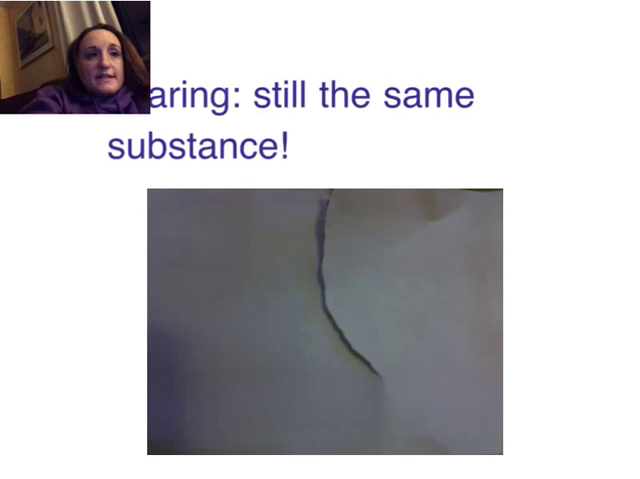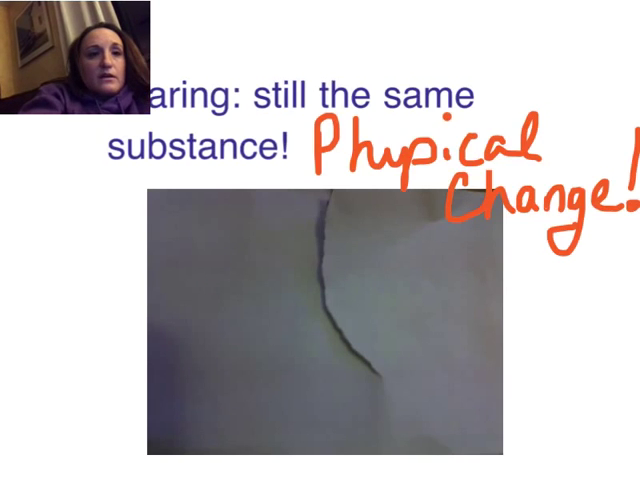Another example is tearing. So again, that word that gets cut off there is tearing. Again, it's still the same substance. So here you see a piece of paper that got torn. Still paper. It is a physical change.